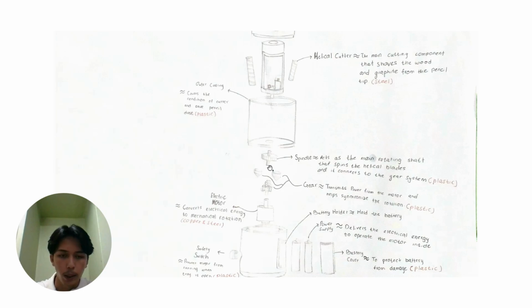And next is a battery holder, and the function is to hold the battery. And then the power supply delivers the electrical energy to operate the motor inside. And the last one is the battery cover to protect the battery from damage.